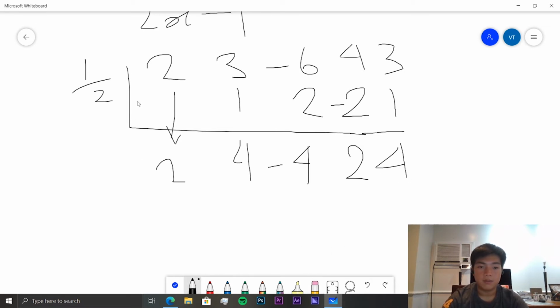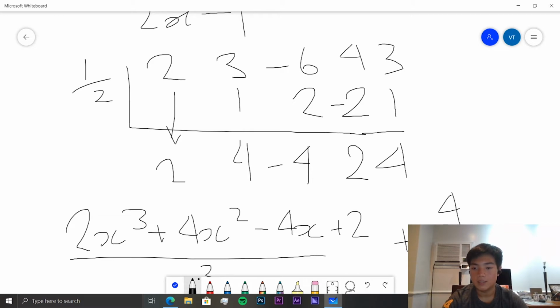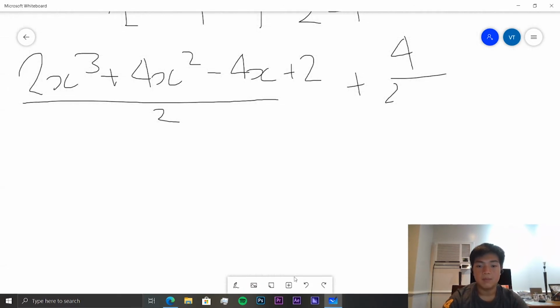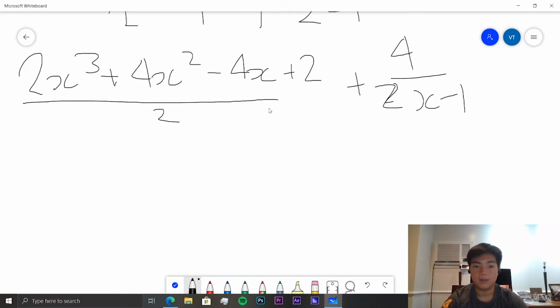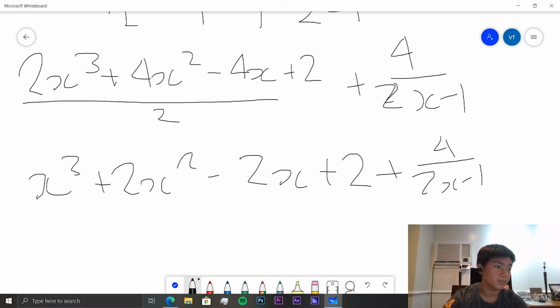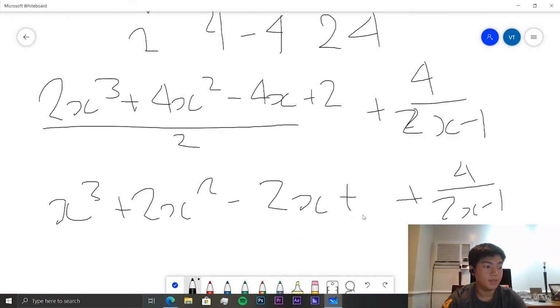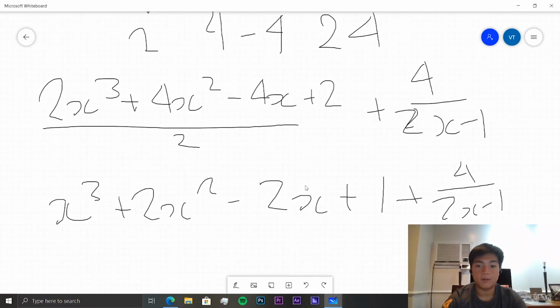So, we're left with 2x cubed plus 4x squared minus 4x plus 2. Well, we have to divide this by 2, remember, because a is 2. And then we have plus 4 over 2x minus 1. So this would be what? x cubed plus 2x squared minus 2x plus 2 plus 4 over 2x minus 1. So that should be correct. Plus 1. And the remainder is 4.